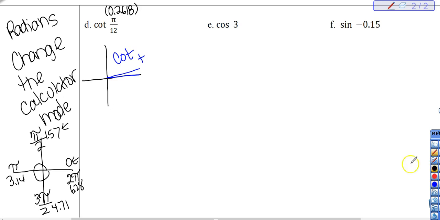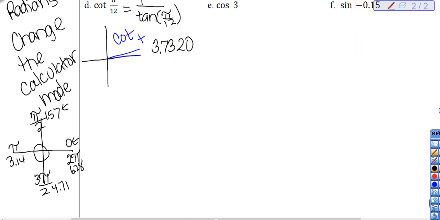Okay, so now we just have to plug this into the calculator. So we're going to type in 1 over tangent of pi over 12. And we get the answer. Okay, so I want the decimal answer to 4 decimal places. Convert. 3.7320 is correct.